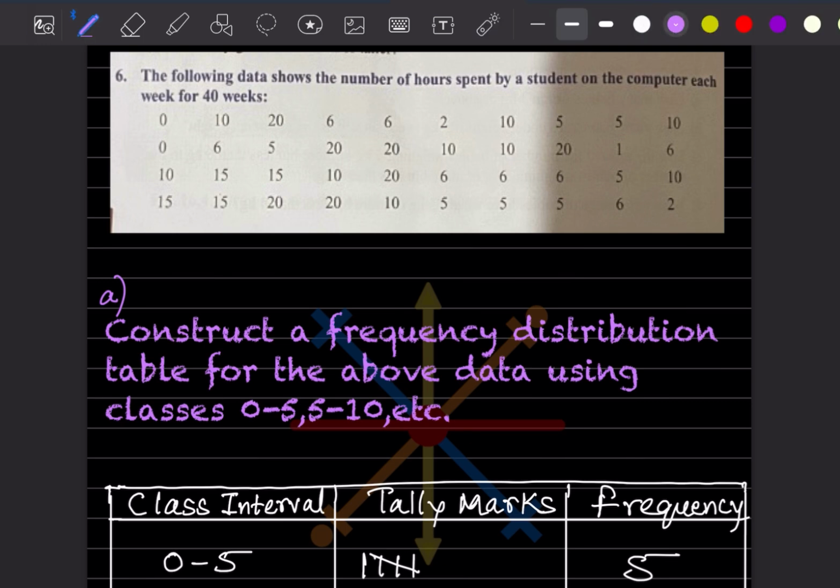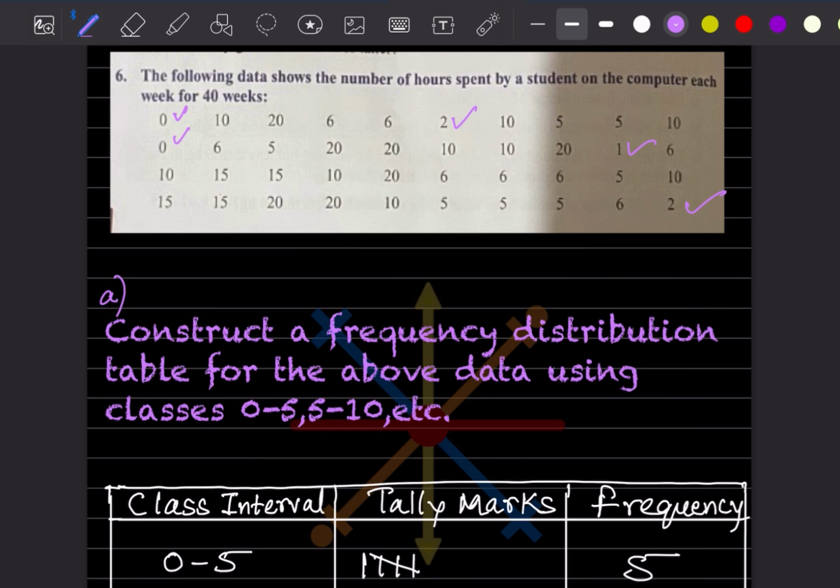So now 0 to 5. So 0 to 5 means we have to consider how many are here. We'll put here 1, 2. We are not going to consider 5 till 4. So here will be 3, then 4, and this is 5. Hope you got this one.